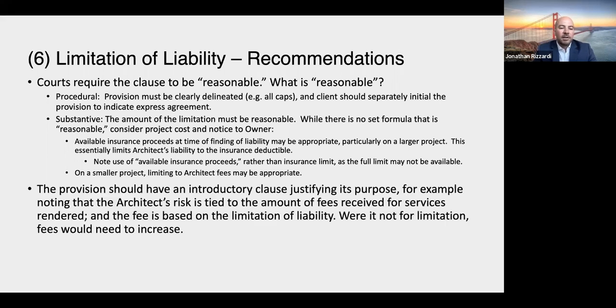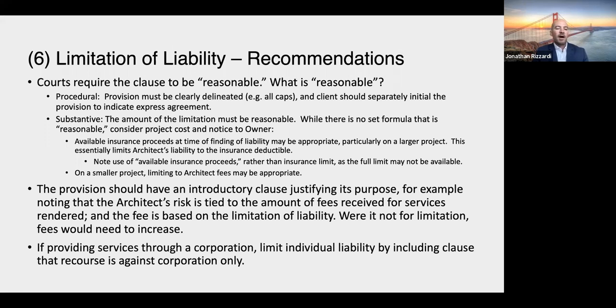And then this is just a kind of more legal side, an introductory clause justifying its purpose. Most of the clauses I see have these, but tying the risk to the amount of fees. So if you didn't have the limitation of liability clause, in other words, your fees would have to be higher. Make that clear in the intro to the limitation of liability clause.